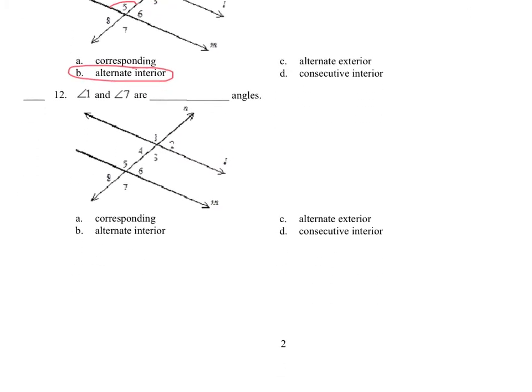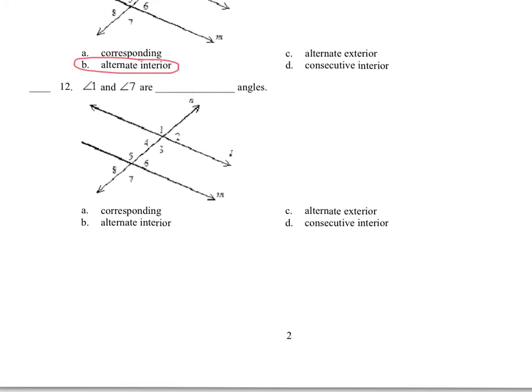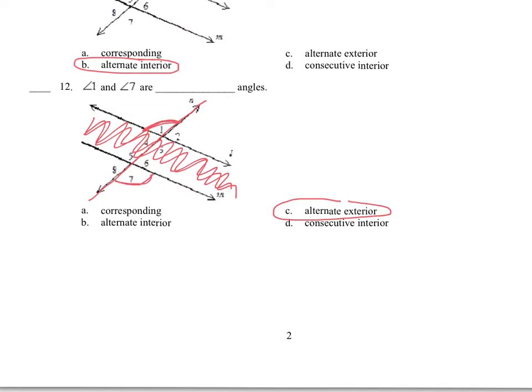Number 12, 1 and 7. There we're dealing with alternate exterior angles. Remember, in between the two lines that are cut by one transversal, this is the interior. Outside of that is exterior. That's why you'll see that 1 and 7 are on the exterior side of that, whereas in the previous question they were on the interior.